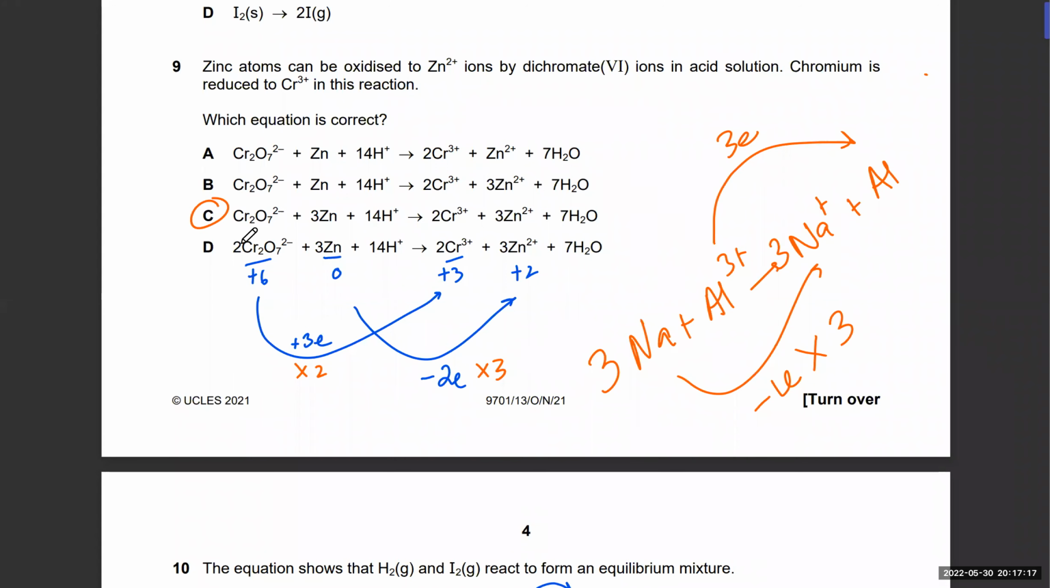Look at D, it's got 4 Crs. If you have 2 Cr2O7, that's 4 Crs. I don't want 4 Crs, I need 2 Crs. Yes, I get it. Thank you.